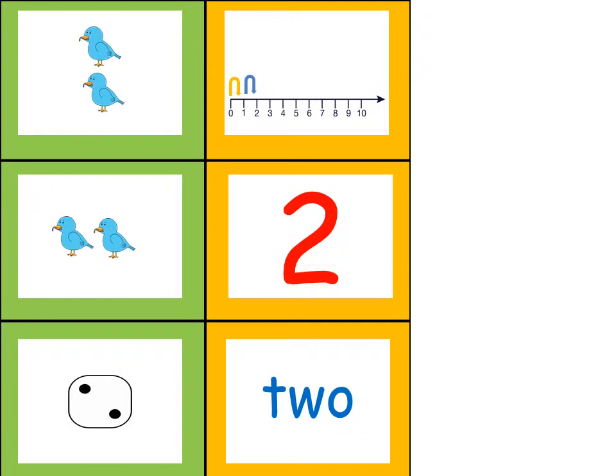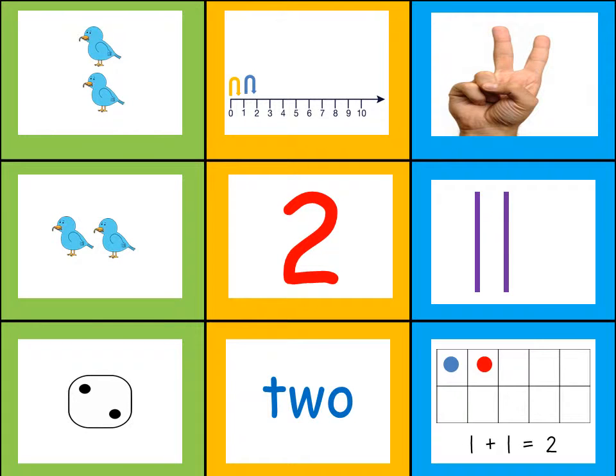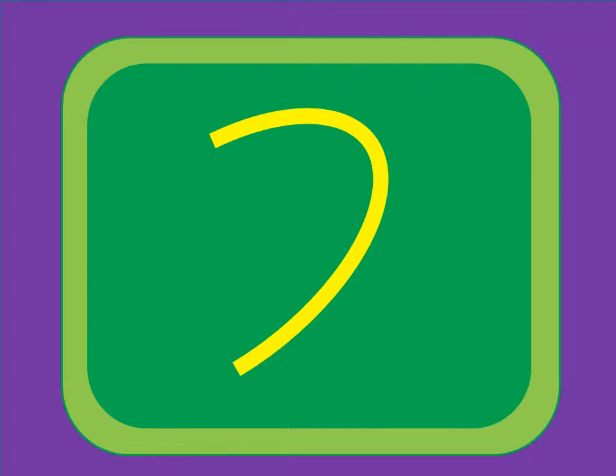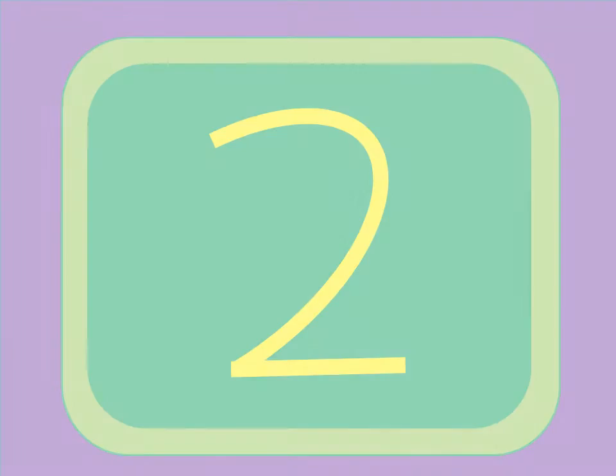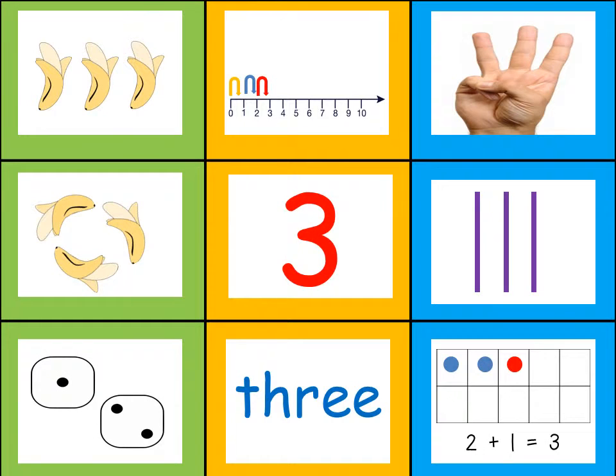2, 2, let's make a 2. Here is what you do. Curve around and straight line back to make a 2. 3, 3, let's make a 3. Backward C and a backward C, that makes 3.